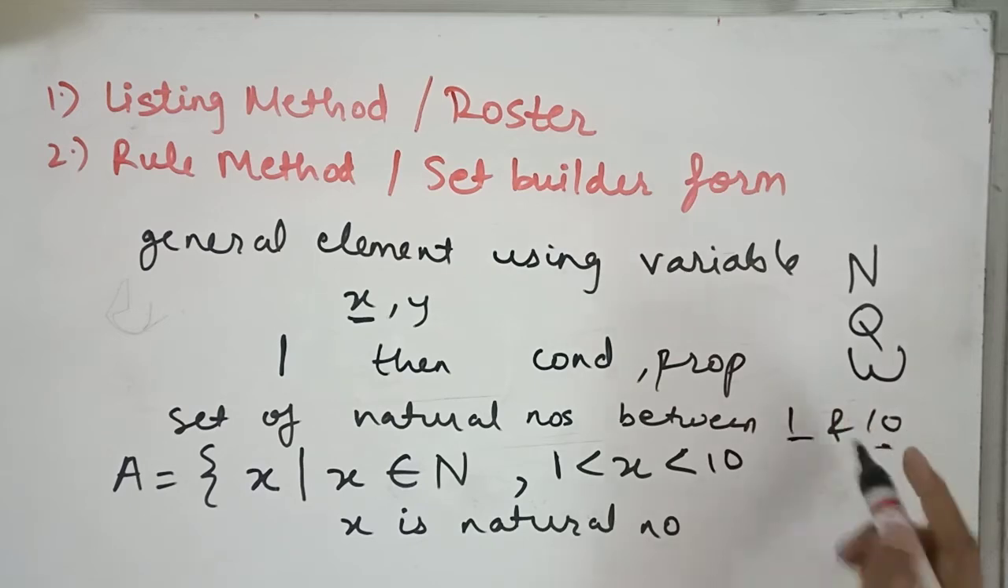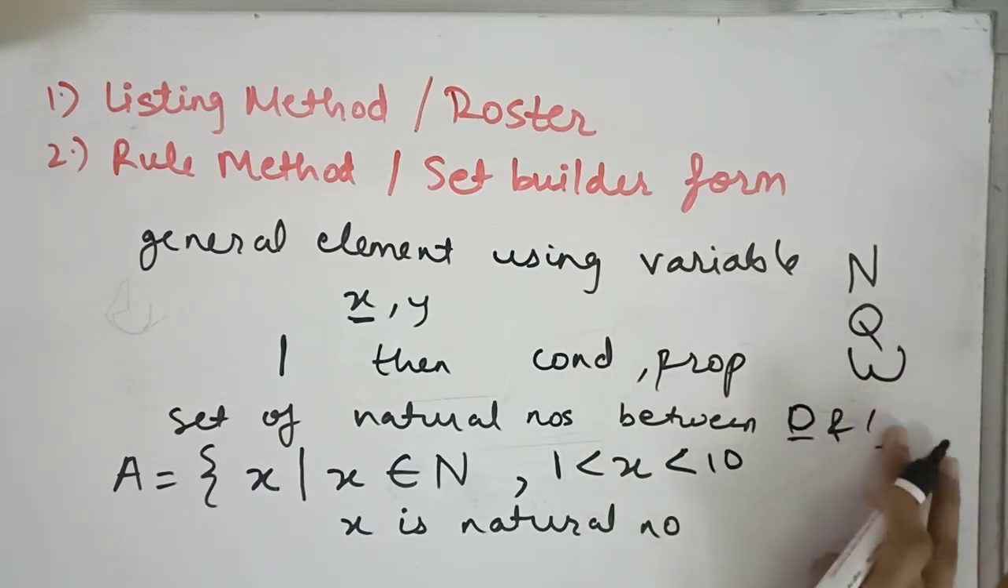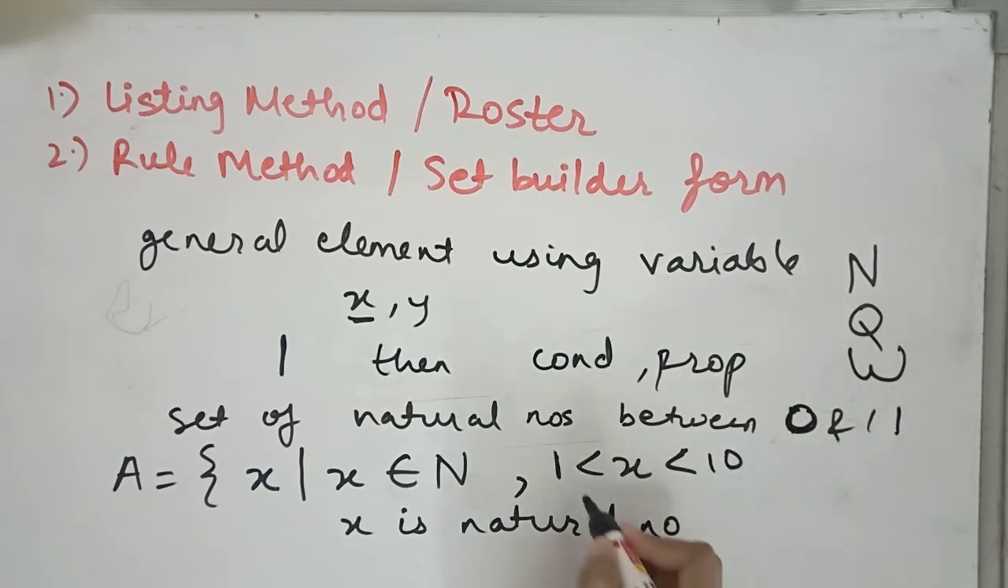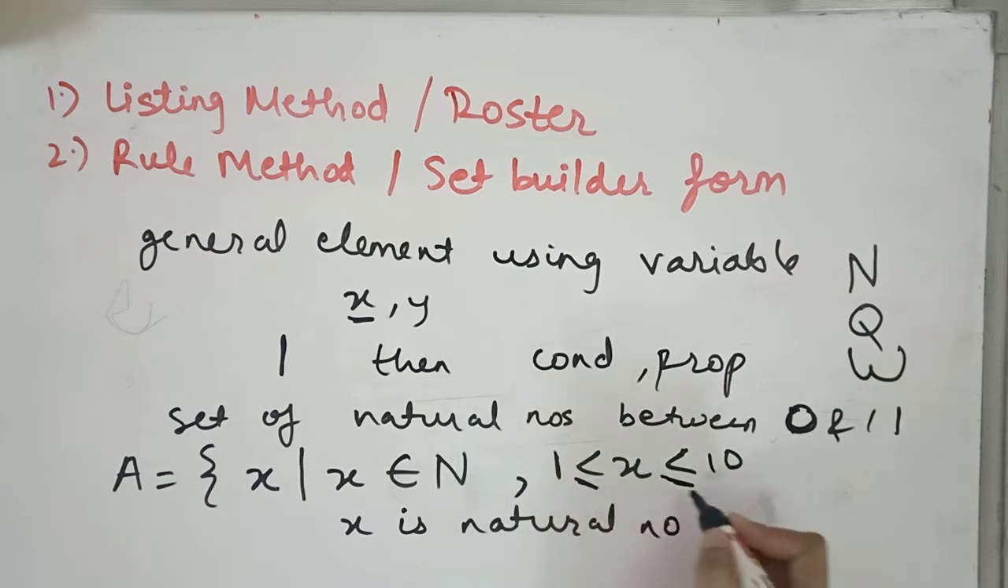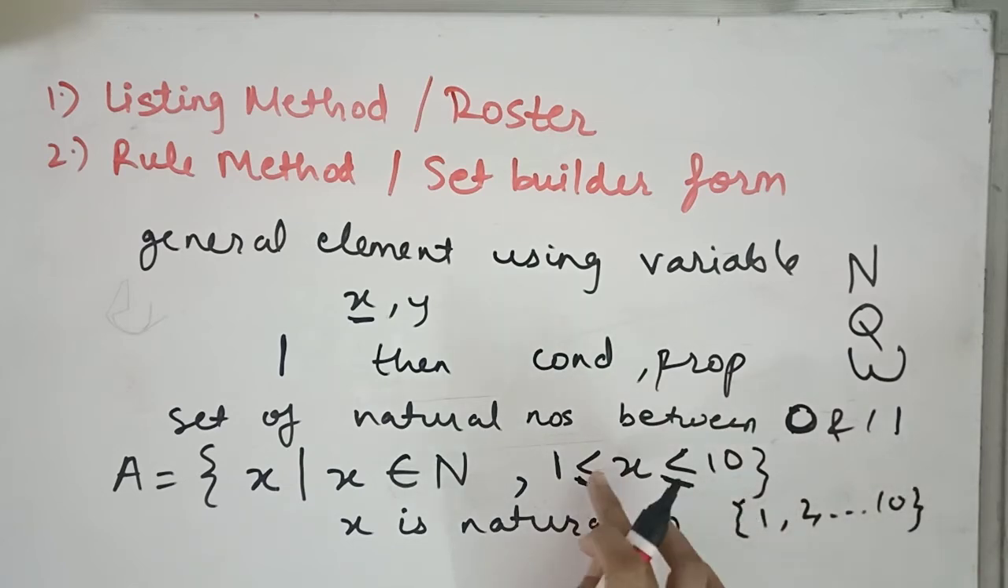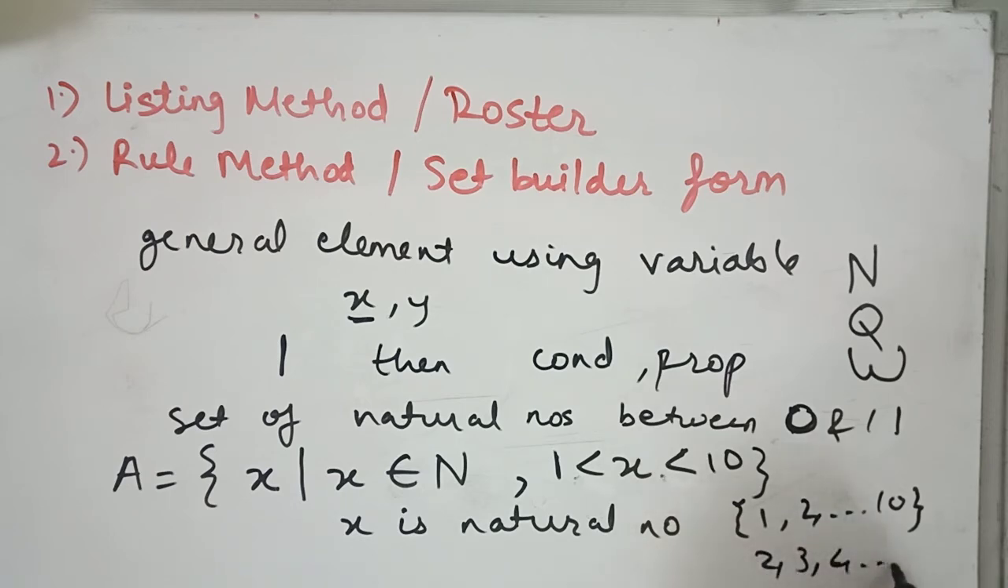If they are given between 0 and 11, we will put an equal to sign, less than or equal to. So here this will be a set of 1, 2 to 10 numbers. If the equal to is not there, the set will be from 2, 3, 4 till 9.